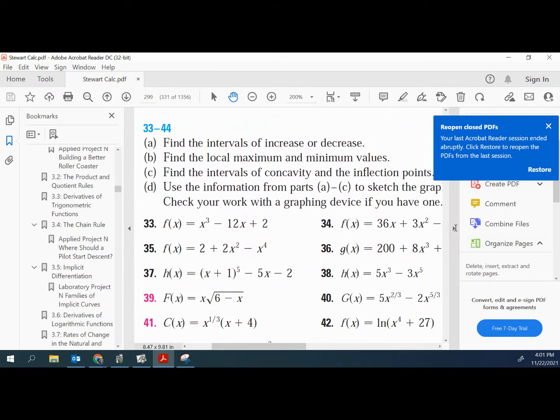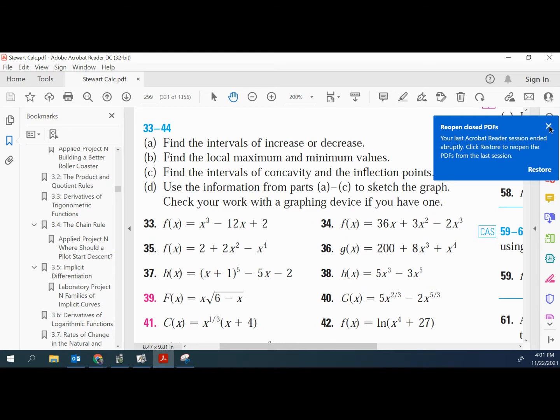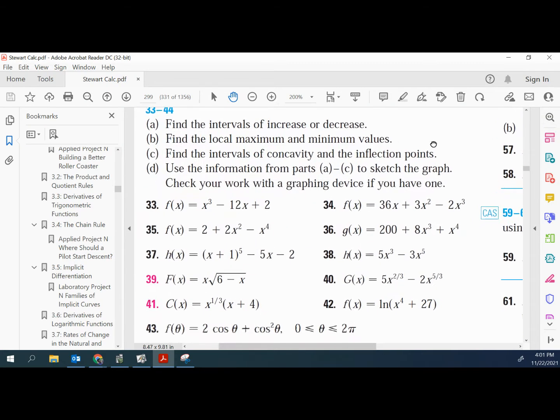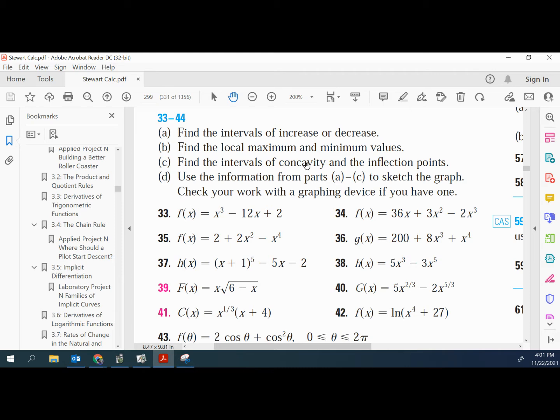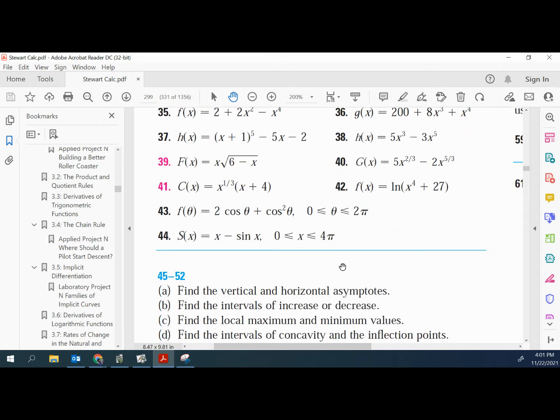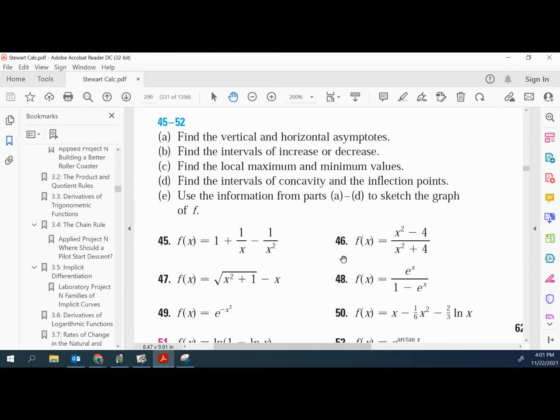It says we're going to find the intervals of increase and decrease, the local maximum and minimums, the intervals of concavity and inflection points, and then we're going to sketch a graph. I'll talk about a few more things than just that in order to sketch a good graph, but those are what we're looking at. And then the next problem we look at, I think, is from this part, or I don't know if I took it from here or that one, but find the vertical and horizontal asymptotes, intervals of increase and decrease, maximums and minimums, concavity, inflection points, sketch the graph.